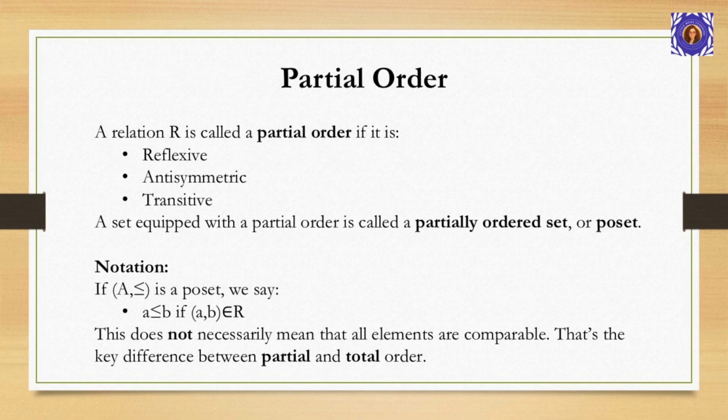In a family tree, for instance, you can compare ancestors and descendants. Grandmother comes before granddaughter, but siblings aren't necessarily comparable to each other in terms of the ancestral ordering.